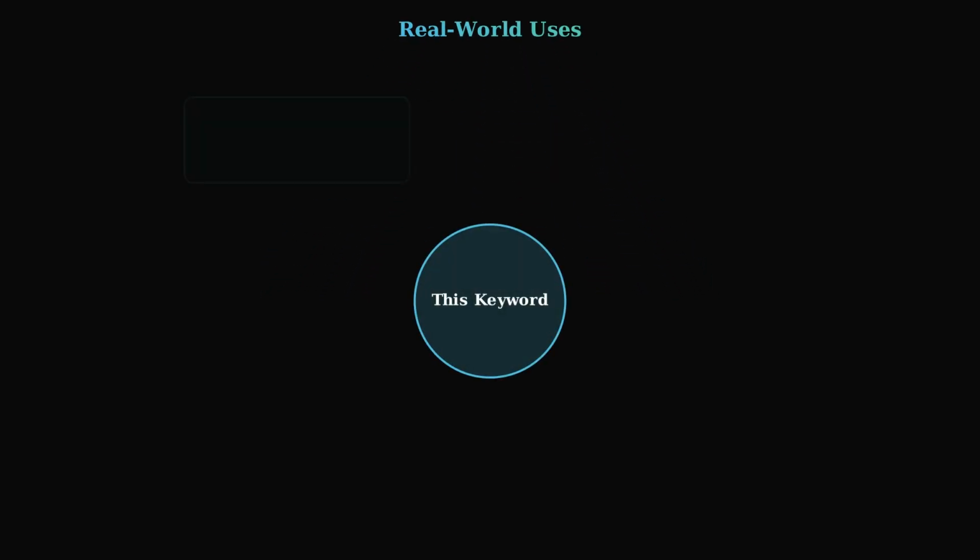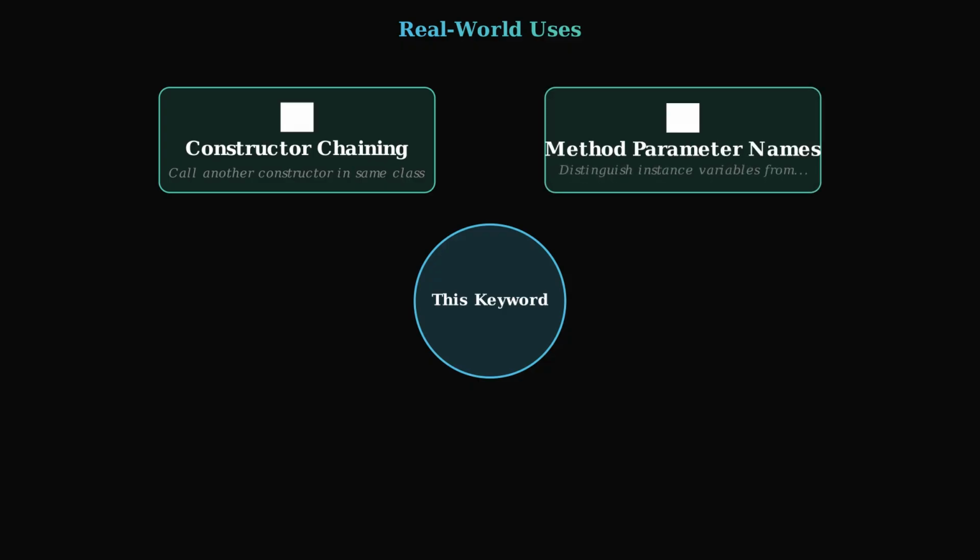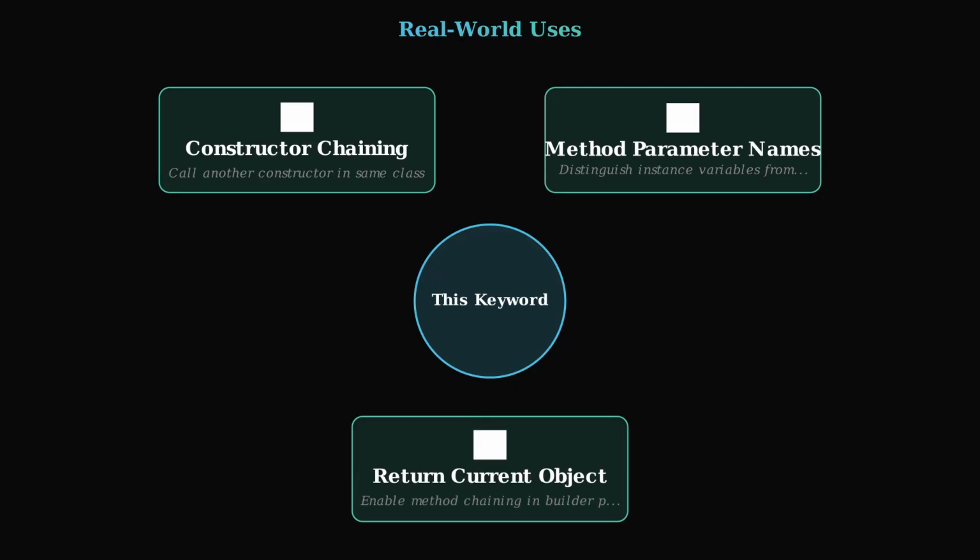How is this keyword used in the real world? Constructor chaining. Call another constructor in same class. Method parameter names distinguish instance variables from return current object. Enable method chaining in builder page. This keyword powers all these applications. Let's see the problem it solves.